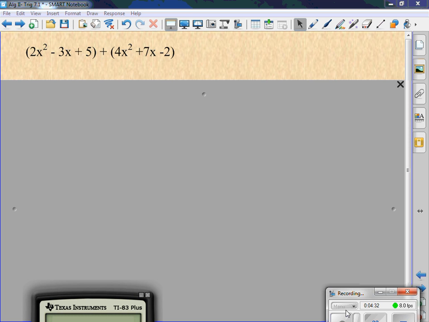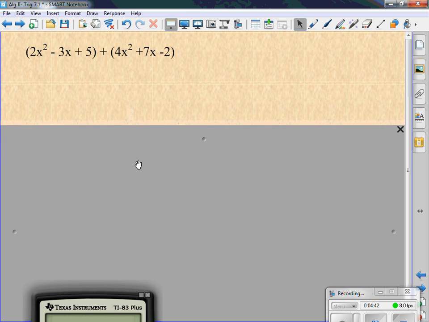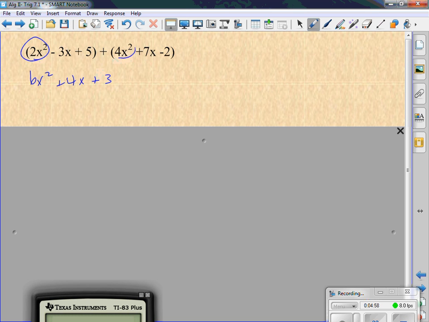This is what we're going to use. I have 2x squared minus 3x plus 5 plus 4x squared plus 7x minus 2. What do I get for this? 6x squared plus 4x plus 3. When you add like terms, 2x squared and 4x squared is 6x squared. You don't add the exponents. That's something from a previous chapter.